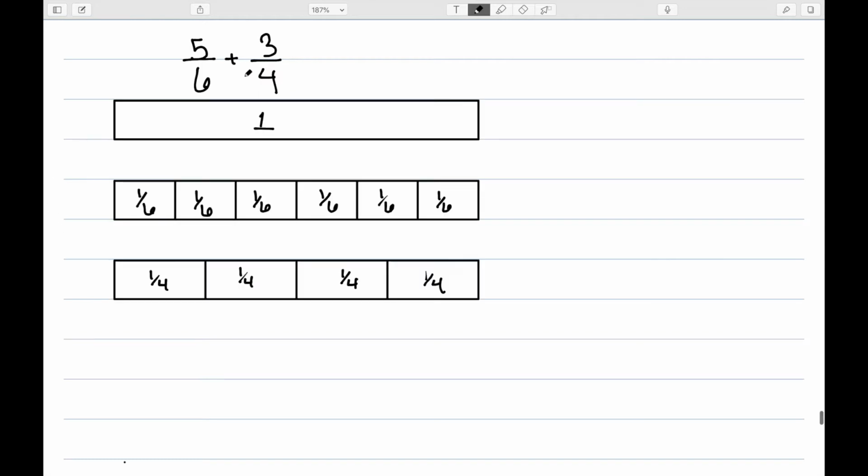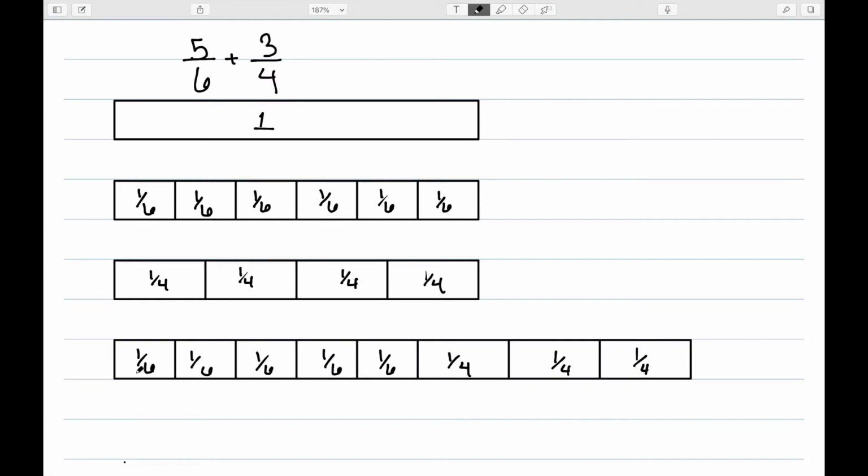In this video, I want to look at adding fractions with unlike denominators. Let's consider something like 5 over 6 plus 3 over 4. So here I have my one whole, and I've broken it up into sixths and fourths, and I want 5/6 and 3/4. So I want to take 5 pieces of 1/6 and 3 pieces of 1/4.